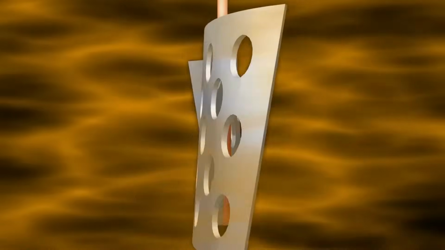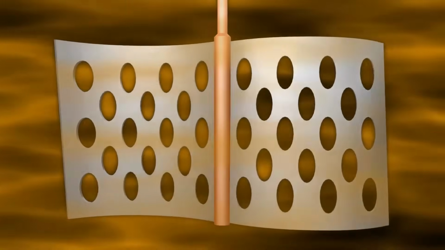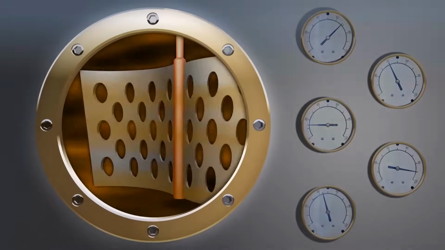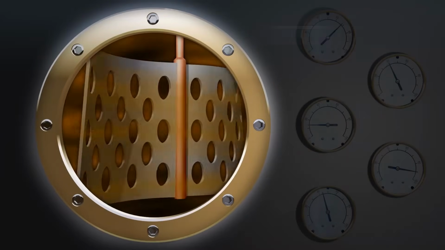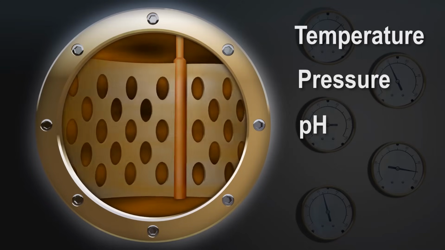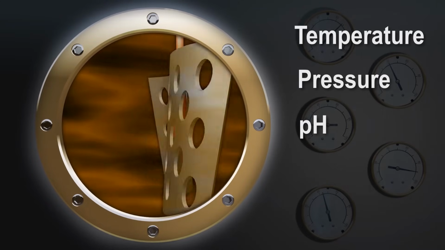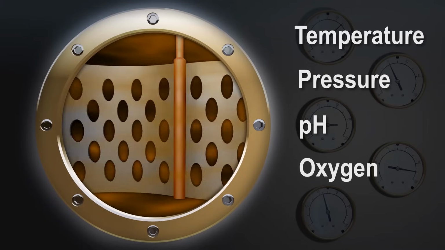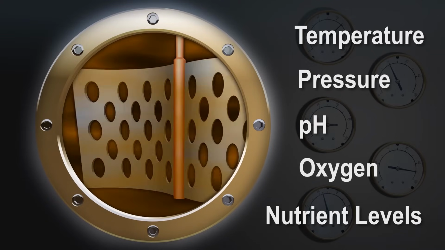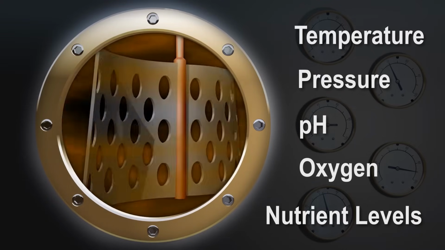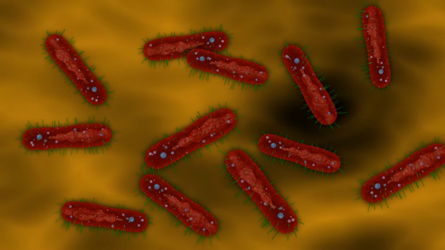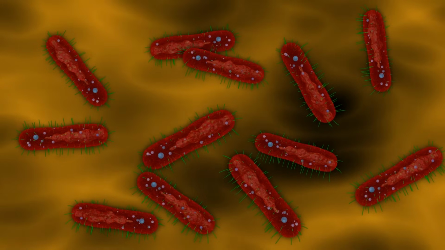Effective and efficient fermentation requires rigorous monitoring and control of the environment within the bioreactor. Key factors include temperature, pressure, pH, which is a measure of how acidic or alkaline the media is, oxygen, usually measured as dissolved oxygen within the media, and nutrient levels. Although the environment and the media are tailored to the needs of specific cells, the life cycle of almost all batches follows a predictable pattern.